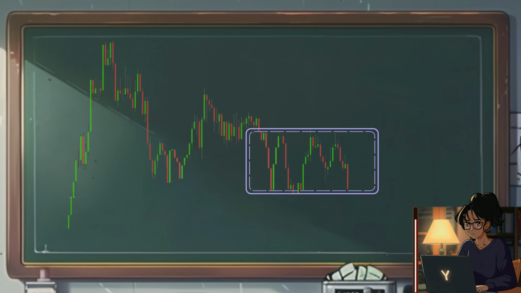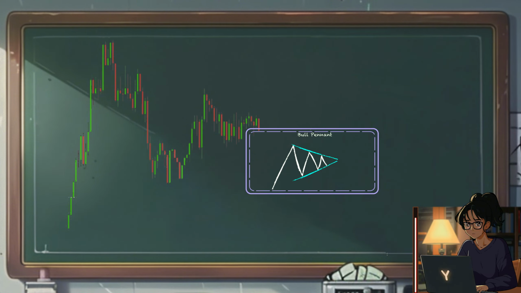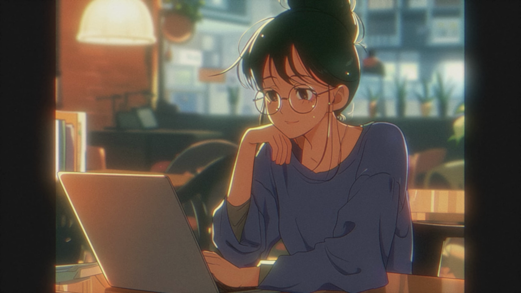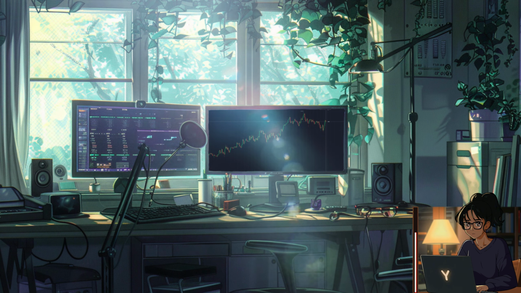Additionally, during consolidation or pullback, you might spot a chart pattern forming. That pattern becomes an excellent additional signal to confirm your trade. I'll break that down for you right now. Alright, let's break down each step of this strategy in detail.